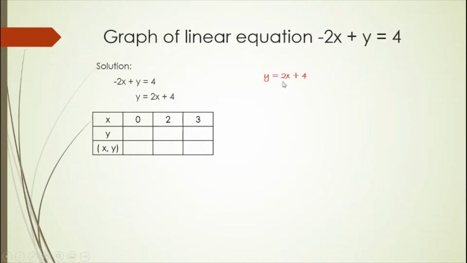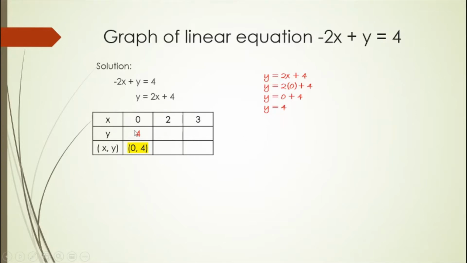So, y equals to 2x plus 4. Using the value of x, isasubstitute natin siya dito. So, magiging y equals to 2 times 0 plus 4. So, 2 times 0 is 0, plus 4. So, 0 plus 4 is 4. So, the value of y is 4. So, ang ating first ordered pair ay 0, 4.